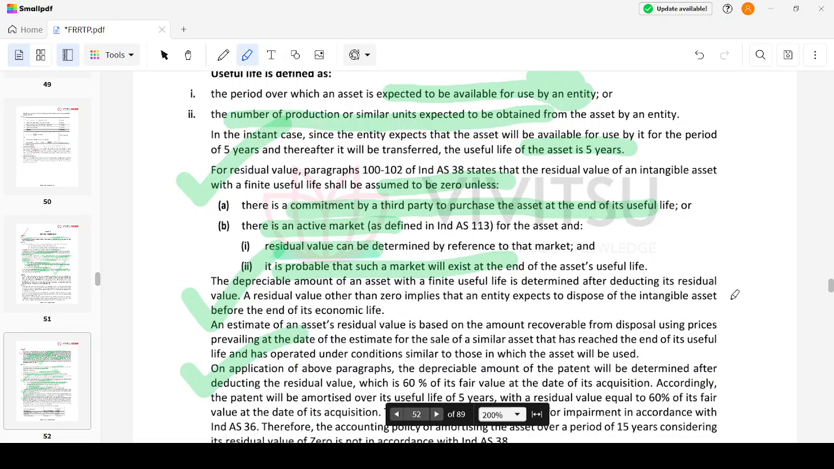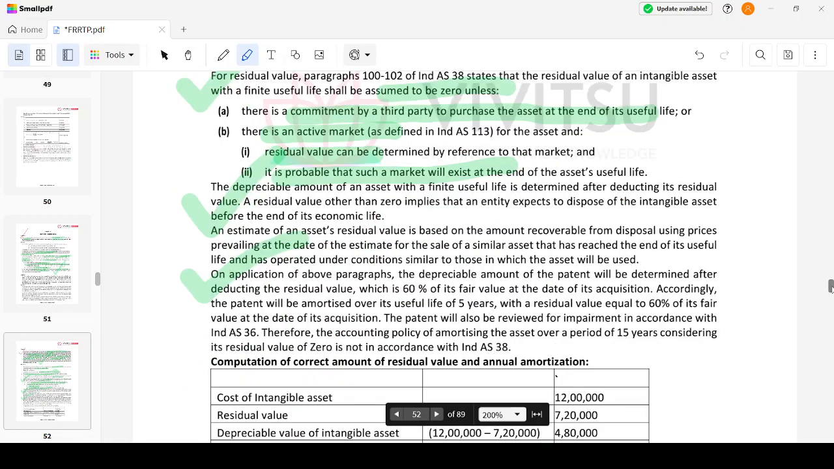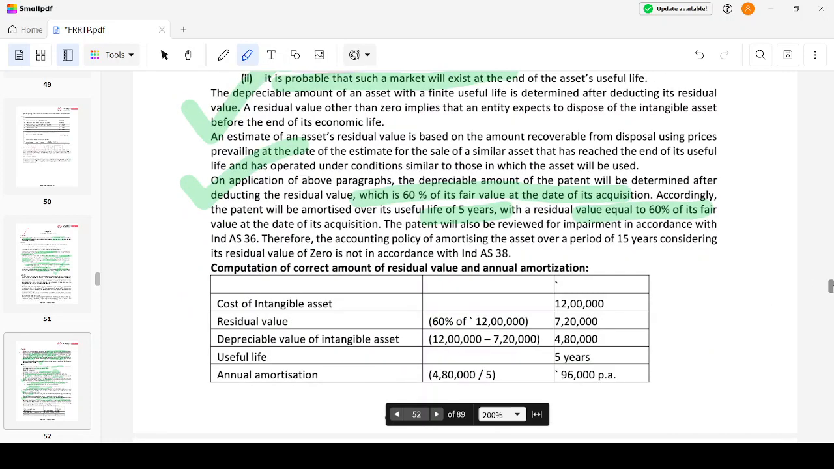Okay, so here, on application of the above paragraphs, the depreciable amount of the patent will be determined after deducting the 60% of the fair value. Accordingly, 5 years will be the useful life, residual value equal to 60% of the fair value. So what I'm going to do is, cost is 12 lakhs. Assume the cost is the fair value. Okay, so 12 lakhs into 60 percentage, it is 7,20,000. That will be the residual value. So balance will be 12 lakhs into 40 percentage, right?